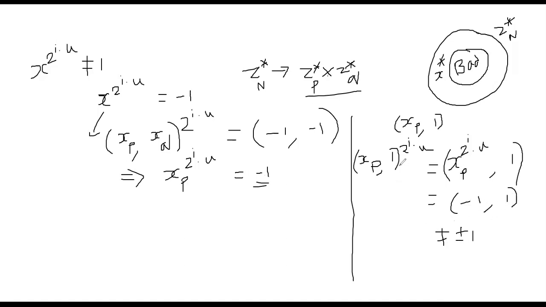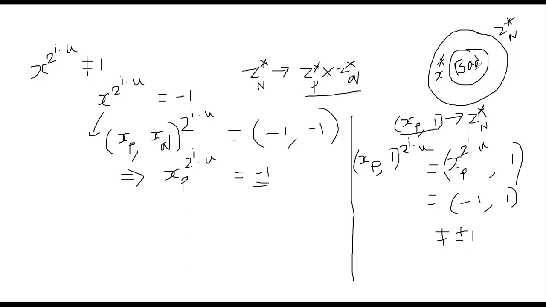That means the element (xp, 1), when we map it back to Z star n, will not satisfy the property that power 2^i times u equals +1 or -1. You're definitely going to find something not equal to +1 or -1. That means our element (xp, 1), when we map it back to Z star n, is not a member of bad.